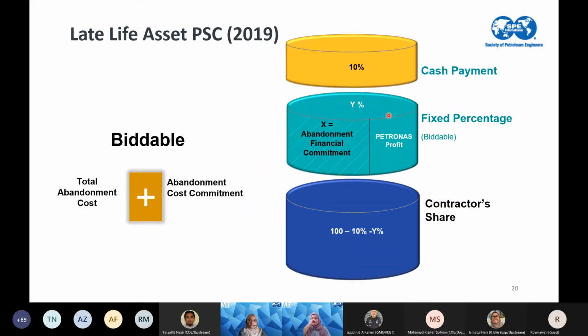Okay. So I promised I was going to cover these 3 new things that are new to the Malaysian fiscal system. One is the late life asset PSC. Now, in the late life asset PSC, we've completely gone away with the cost recovery concept. Okay, no such thing as cost recovery. What happens is it's similar to a gross split PSC, where the barrel is split just three ways. Okay, one for cash payment, i.e. royalty, and then a portion that Petronas takes as its share, and then the remainder is the contractor's share to do what you will. Okay, insofar as to pay for your costs, to pay for everything else.